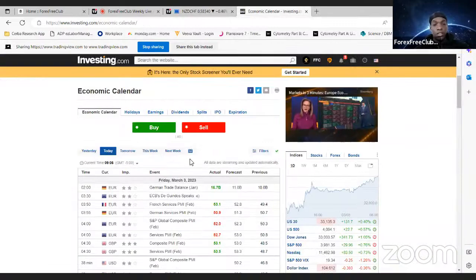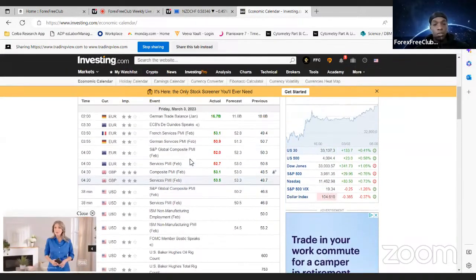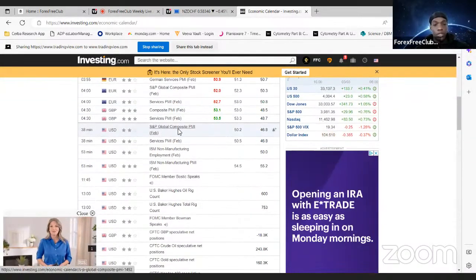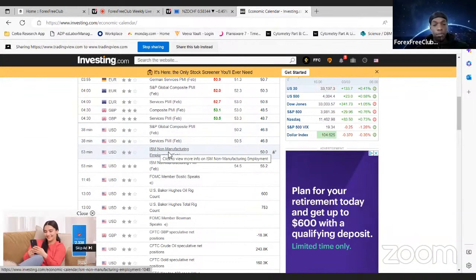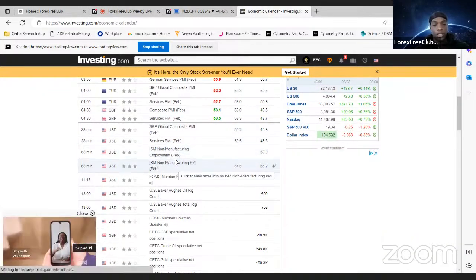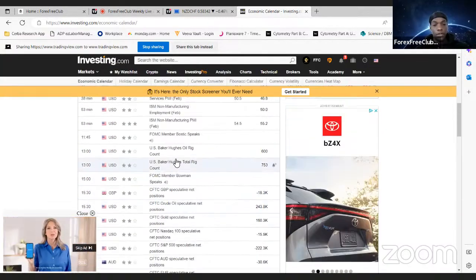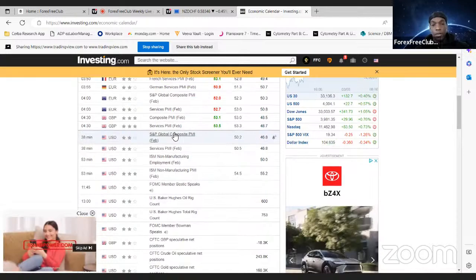So let's look at the news for today. It's 9 o'clock. So let's see, in 38 minutes, we got S&P Global Composite PMI, Services PMI. In about an hour, we got ISM non-manufacturing employment, ISM non-manufacturing PMI. So those will be the only ones we'll be worried about for just now. So we'll read those, and then we'll read the news for next Friday, just to be preparing for it.